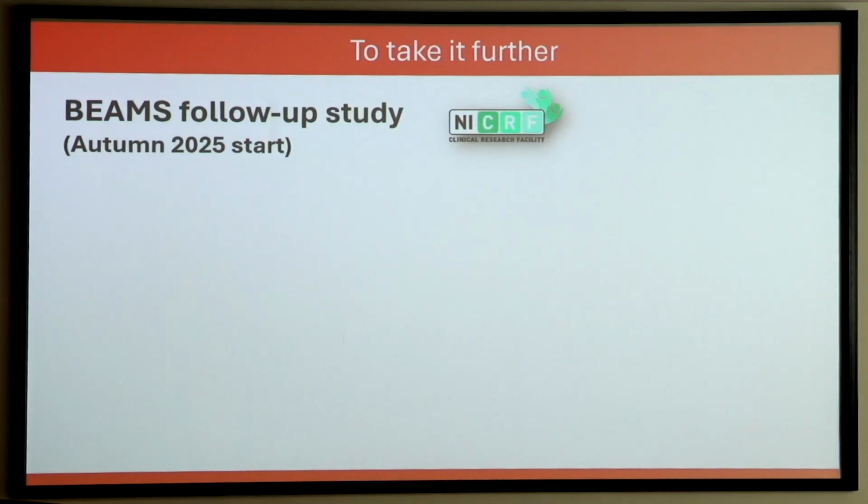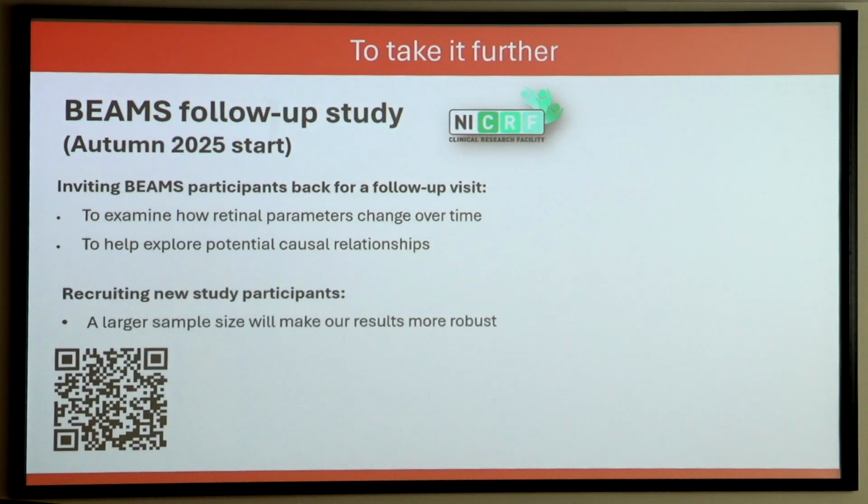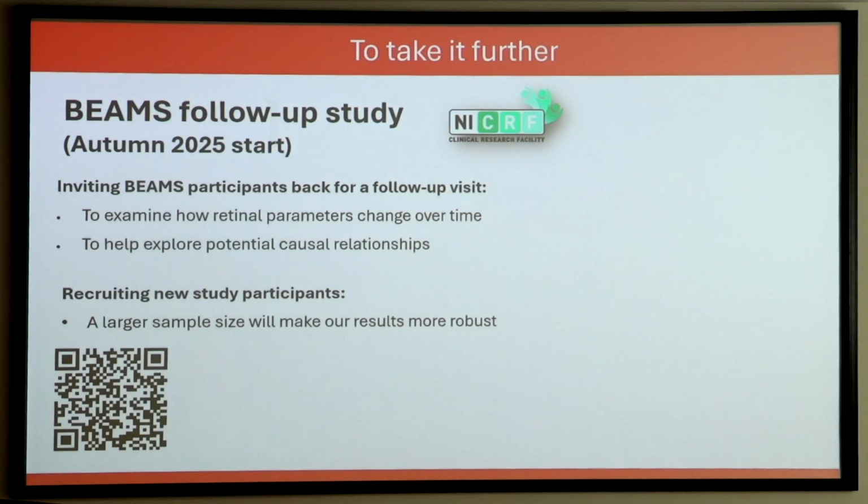In terms of the BEAM study, we are inviting back our BEAM participants for a follow-up study. That's going to happen in the autumn. We want to see whether these changes progressed, how they progressed, and that may reveal some causal relationships. And we're recruiting some new participants to the BEAM study in order to increase our sample size. So that would make our results more robust. And if you scan this QR code, you can find out more and find contact details where you can sign up for the study. And then in terms of the OCTOPUS trial, Michelle already talked about it.